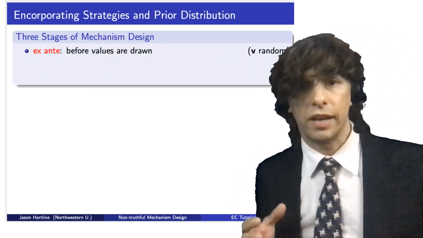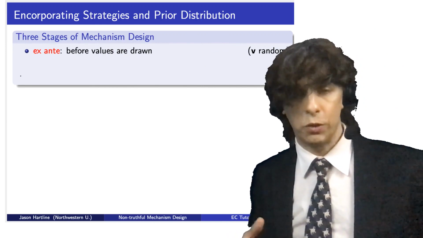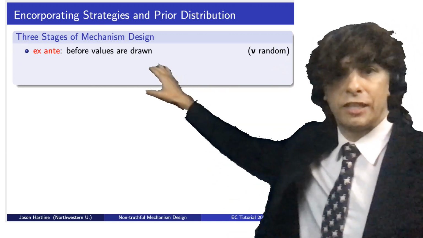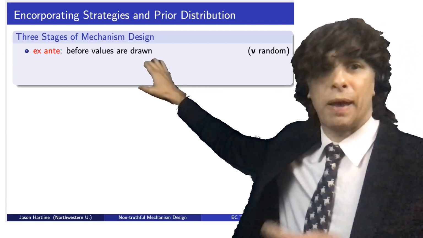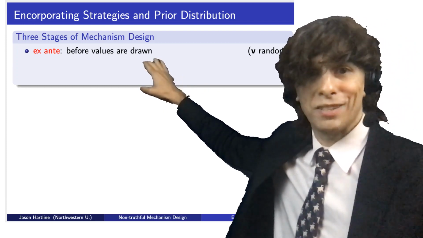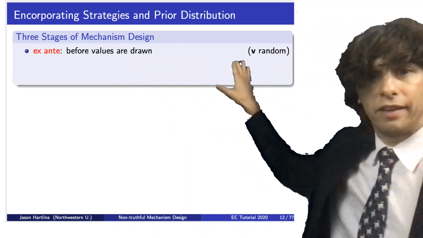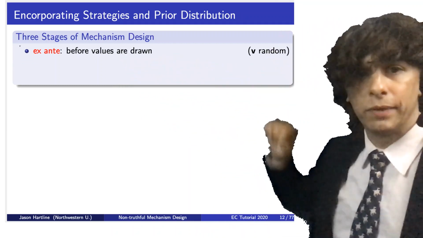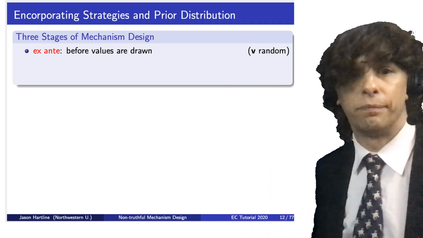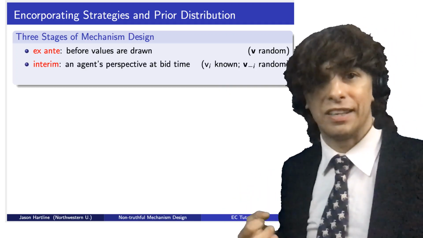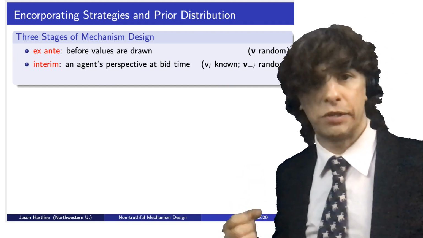Great. There are going to be 3 stages of mechanism design that will be useful to separate. Ex ante is typically the stage in which we analyze the expected welfare or revenue of the mechanisms. This is before values are drawn, and so in this stage we treat the values as random and take expectation over them. For understanding the incentives of the bidders, it's useful to consider things at the interim stage.